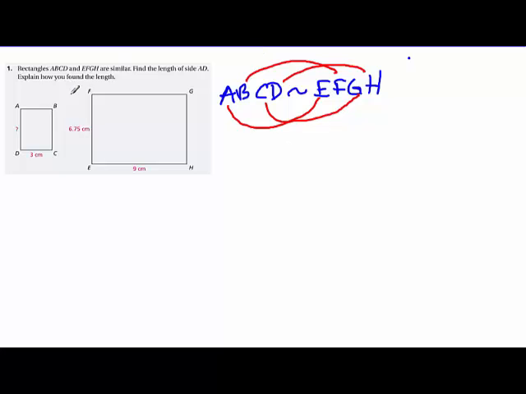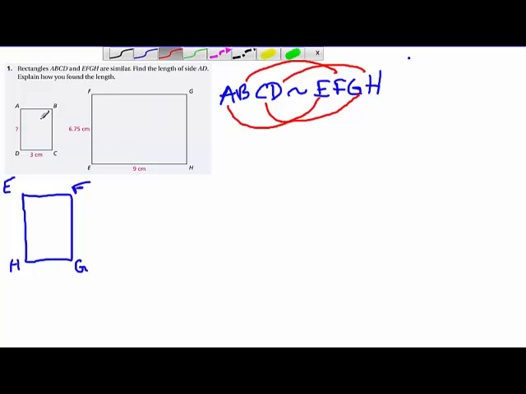Now that I've identified corresponding parts, I'm going to redraw these rectangles. So I'm going to redraw EFGH and reorient it, or rotate it. I know that A corresponds with E, so I'm going to make the upper left angle E. I know that B corresponds with F, so I'm going to make the upper right angle F. I know that C corresponds with G, so I'm going to make this one G. I know that D corresponds with H, so I'm going to make that one H. Now that my rectangles look the same, I can go ahead and relabel the side lengths in EFGH.